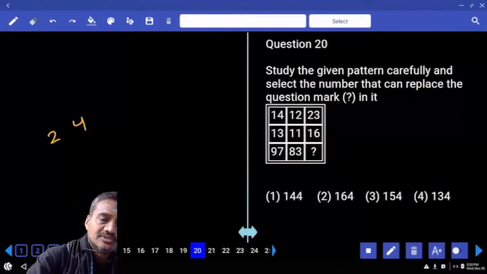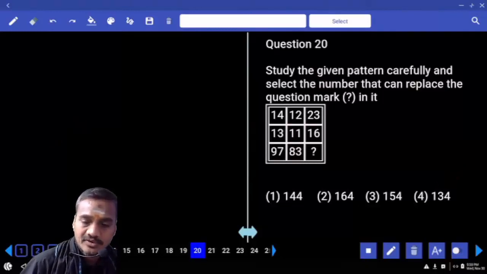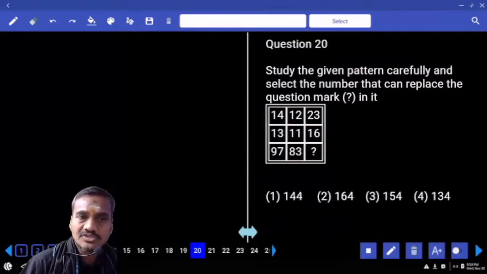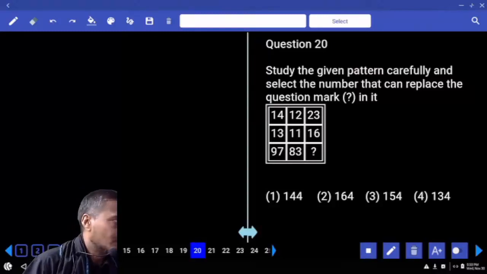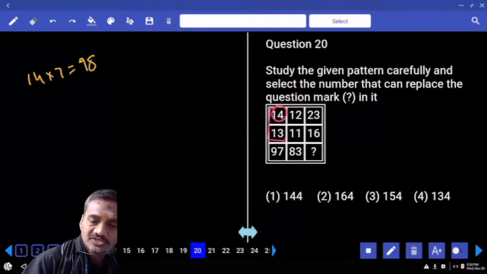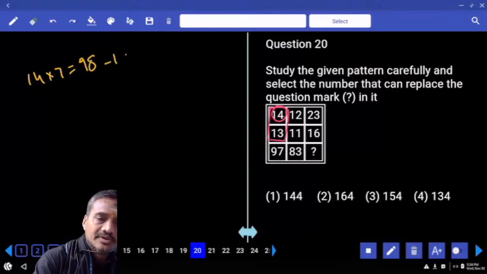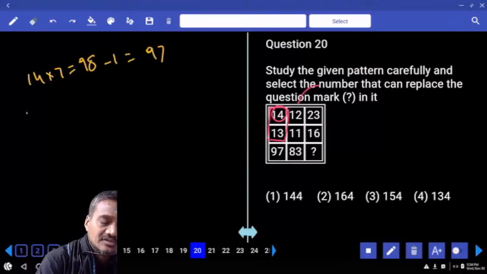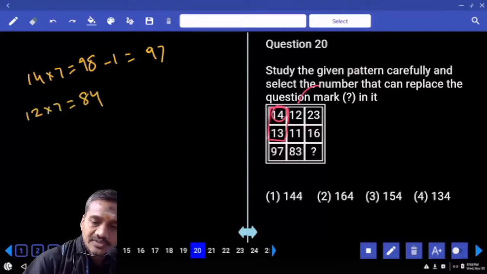Now in this question number 20, now tell me, what is the answer? Now 14 is here. Now 14 into 7 is how much? 98. And 14 minus 13 is how much? 1. 98 minus 1 is 97. And 12 is here. Now 12 into 7, 84. The difference between 12 and 11, minus 1.